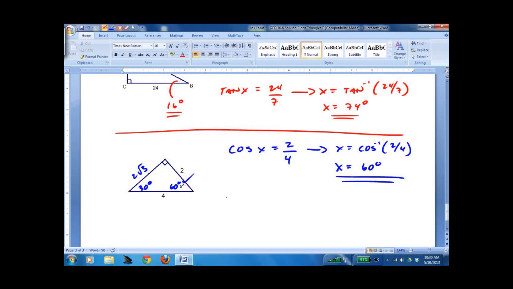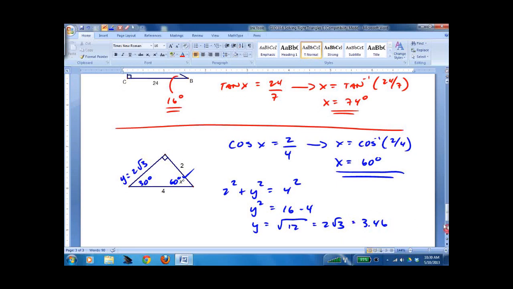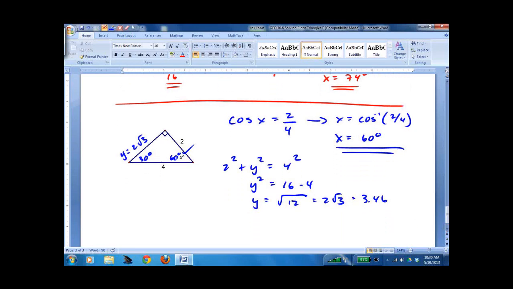And then I could do Pythagorean theorem. 2 squared plus, we'll call this y for now, y squared equals 4 squared. Y squared equals 16 minus 4. Y equals square root of 12, which is 2 root 3. Could also make that a decimal. If you'd rather call it 3.46, that's fine too. And now that we know this is 60, we know that's 30, because all 3 have to add up to 180, or these 2 have to add up to 90. Either way. Lots of math. Rewatch as necessary. Good luck.